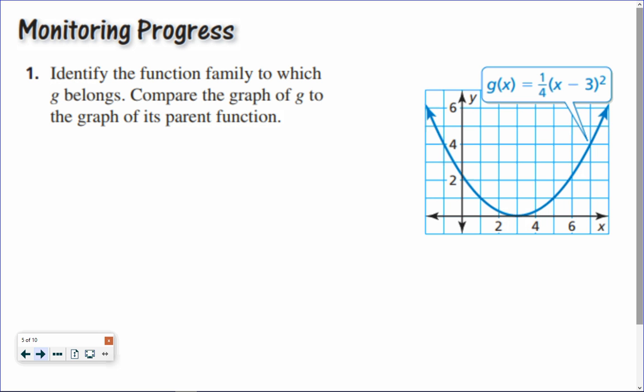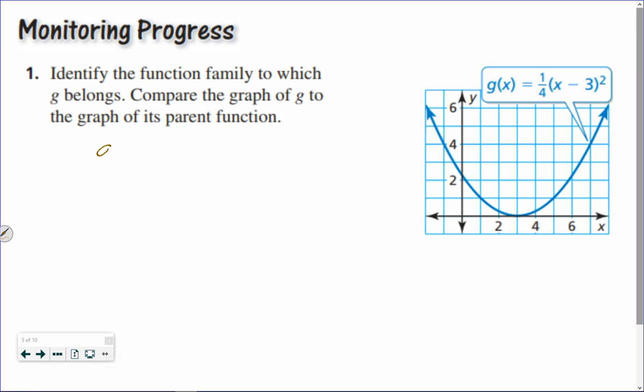What's it asking you to do? Okay, so it's quadratic, right? So compared to its parent function, how's it changing? I mean, look at the equation, guys.